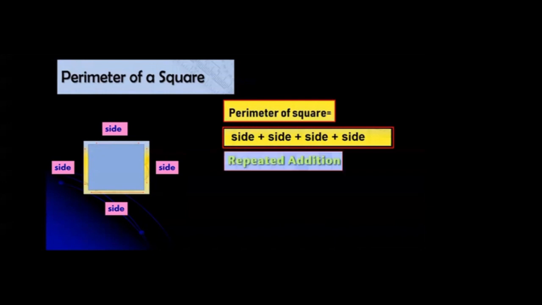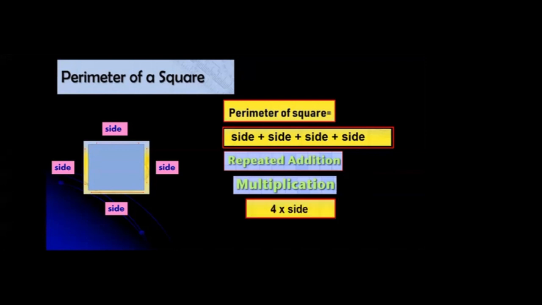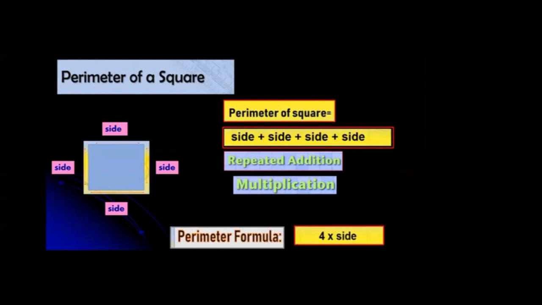So it is repeated addition. In such case, we can also do multiplication. So the side is coming 4 times, so we can write it as 4 multiplied by side. 4 times side. So the formula of perimeter of square is 4 times side. I am repeating, children. The formula of perimeter of a square is 4 times side because the side is 4 times. We can do the addition also 4 times, and in order to save our time, we can multiply the same side by 4.